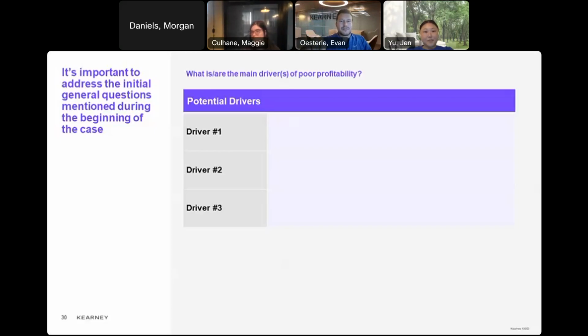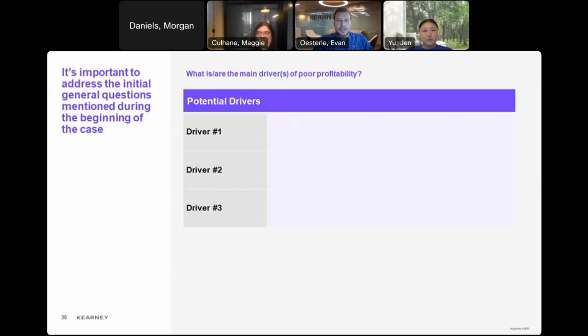If you are doing something or talking about something or asking something or solving something that is not answering that question, you are wasting your time. Because when it comes down to the conclusion and you have 2 minutes left, you need to have an answer to that question. So, what are the drivers of poor profitability?